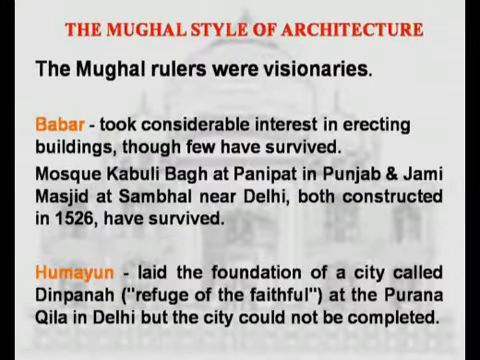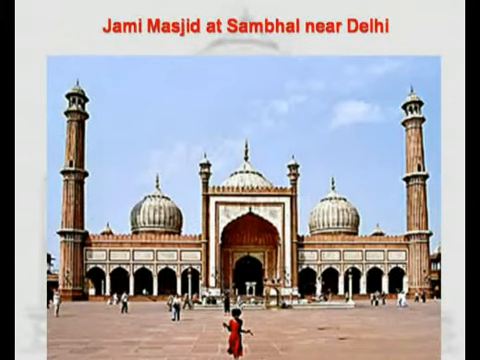After the Delhi Sultanate period, the Mughals came to India, you all know about it, and they were visionaries, and their own personalities reflected in the all-round development of various arts, crafts, music, building and architecture. The Mughal dynasty was established with the victory of Babur over Ibrahim Lodi at Panipat in 1526 AD. Babur took considerable interest in erecting buildings, though few have survived. One is the Mosque Kabuli Bagh at Panipat in Punjab and Jama Masjid at Sambhal near Delhi.